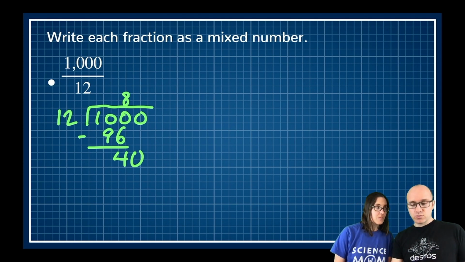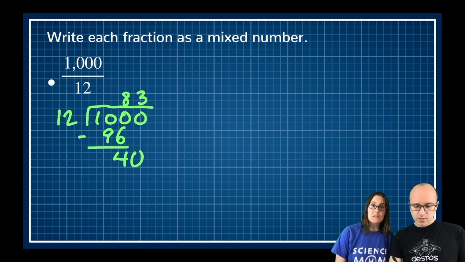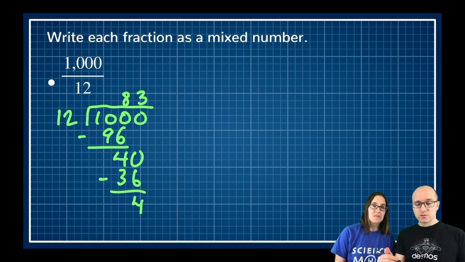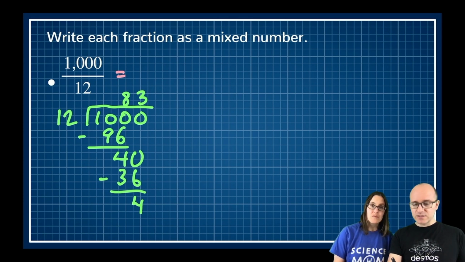Okay, does 12 go into 40? Yes, 3 times, because 3 times 12 is 36. Subtract, and our leftovers are 4, and 12 doesn't go into 4. So 83 remainder 4, or we would write our answer here then as 83 and 4/12.